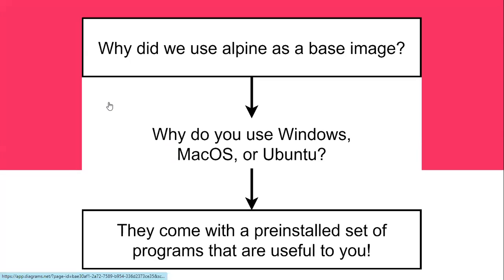Now the question comes to your mind: whenever we are creating this Dockerfile, why are we putting the base image? The base image is like your operating system. Alpine comes with a pre-installed set of programs that are very handy and useful to you. So that's why we use Alpine. Instead of Alpine, you can use any image.